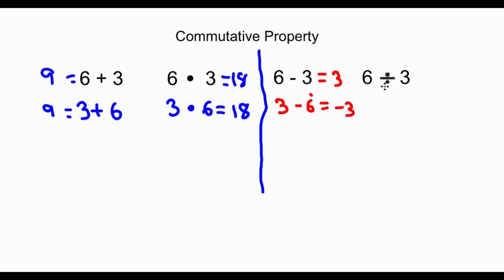Similarly, if we do 6 divided by 3, we get 2. Now if I swap places, 3 divided by 6, in that case you will get 0.5, which written as a fraction is half, or 1 over 2. So clearly these two are not the same. So you cannot perform the commutative property with subtraction and division. You can, however, do it with addition and multiplication.